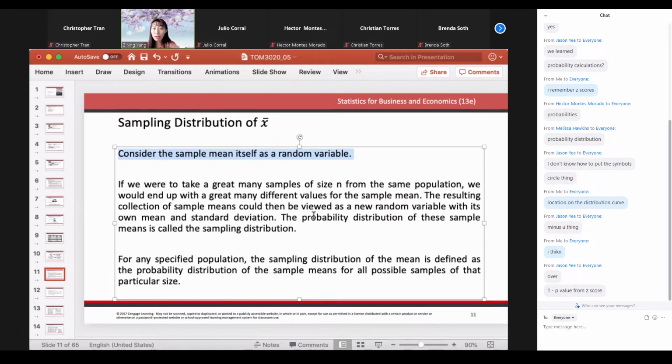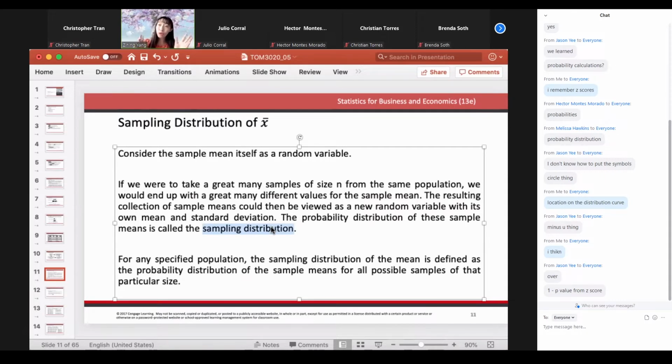So if we have a set of sample means, making it a new random variable, we can also calculate the mean and the standard deviation for this new random variable. And then we can create the probability distribution of the sample mean. That probability distribution is called the sampling distribution. So that's a new term.